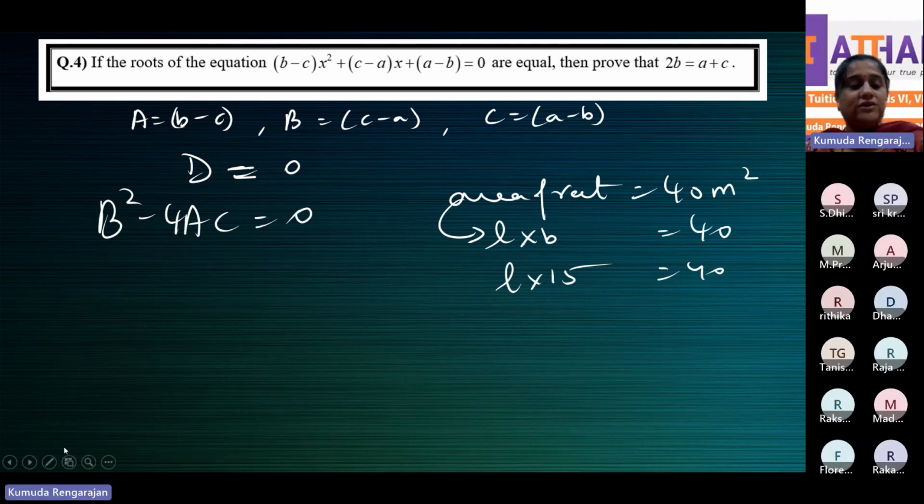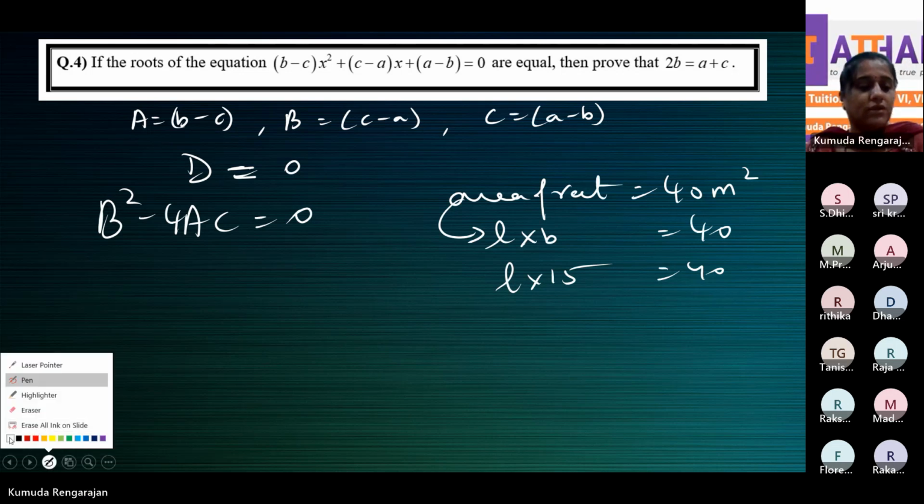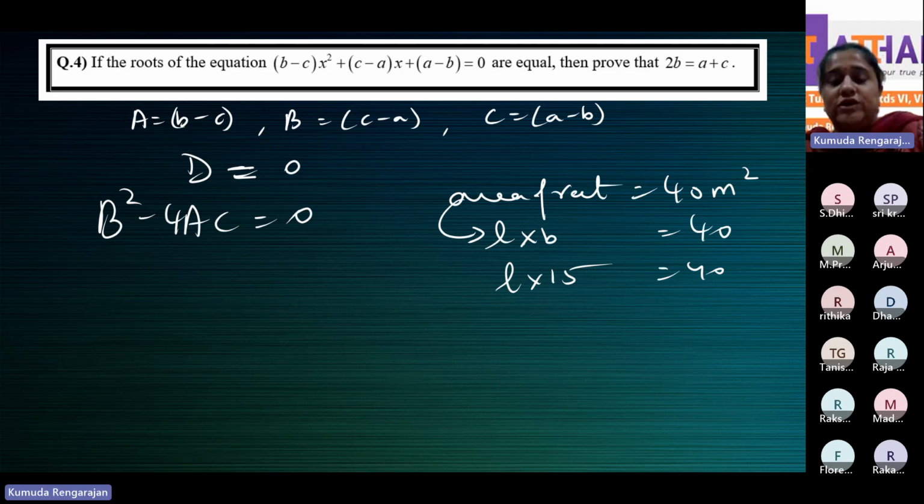Yeah, children. So I was telling you that if you're given the area of a rectangle is 40, then under area of rectangle, you will write L into B, because area is L into B. Similarly here, D is equal to 0. That means B square minus 4AC is equal to 0.